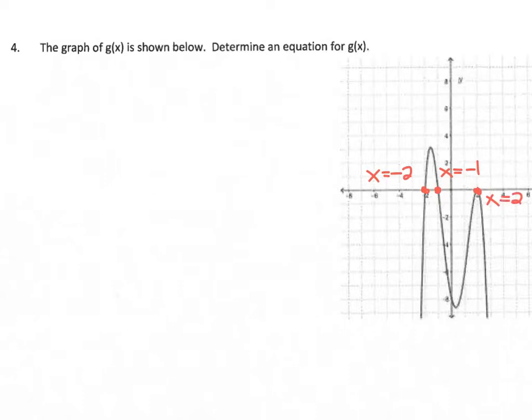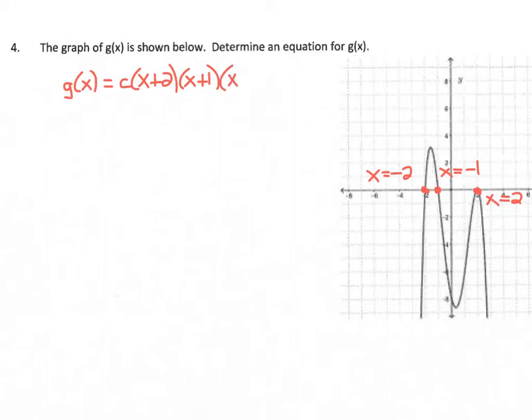Okay, so when we go to write our equation, we could first write g of x equals. Now, we don't know what the leading coefficient is at this point, so I'm just going to call that c. And then the factor that goes along with a 0 of x equals negative 2 would be x plus 2. And the factor that goes along with the 0 of x equals negative 1 would be x plus 1. And then the factor that goes along with this 0 of x equals positive 2 would be x minus 2.